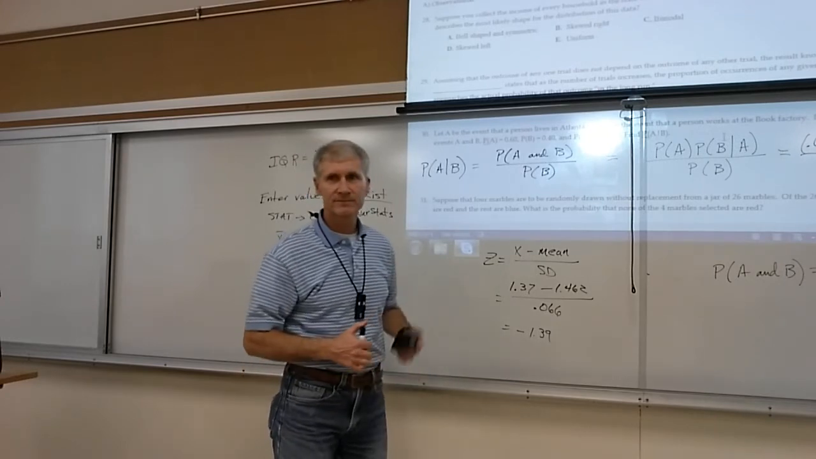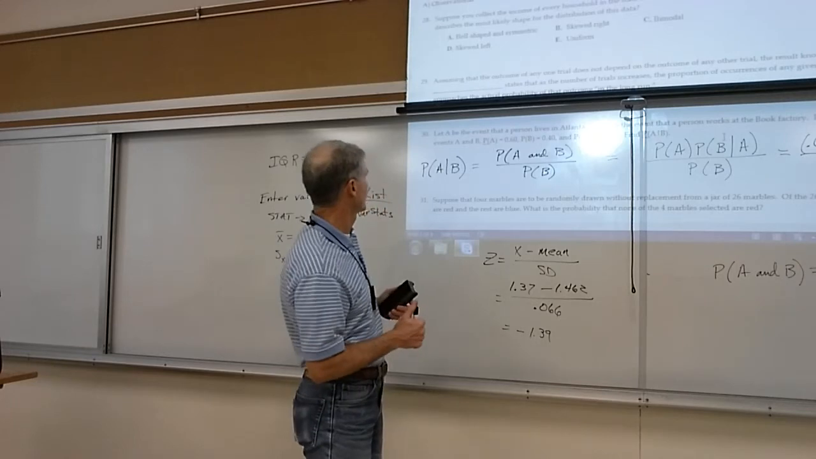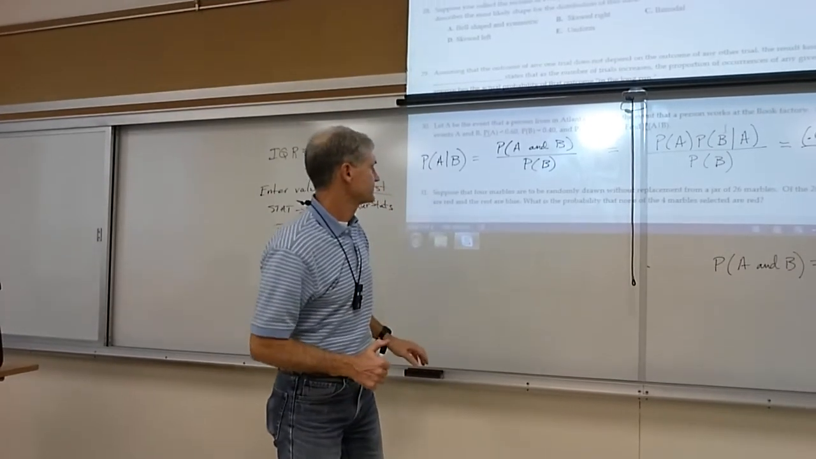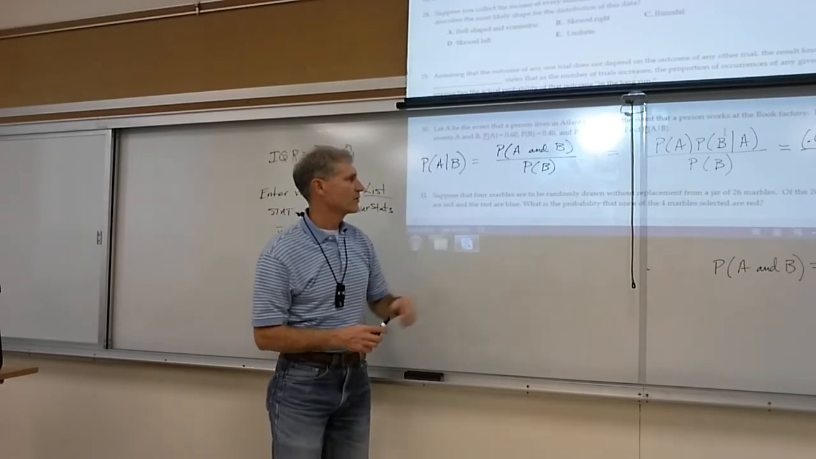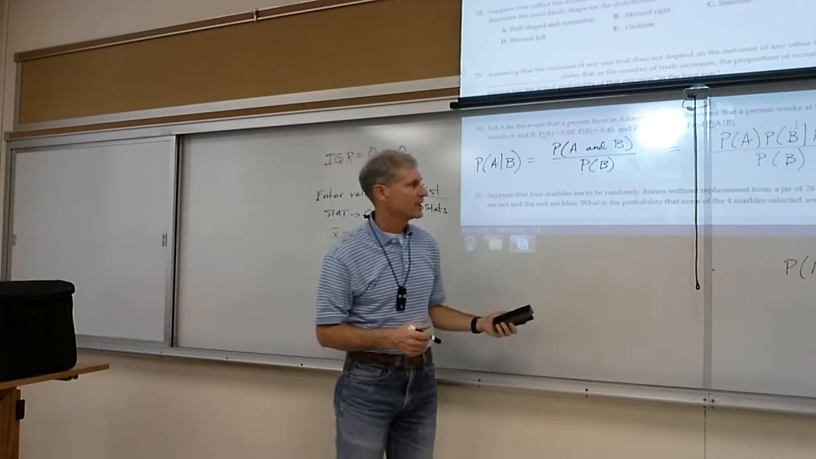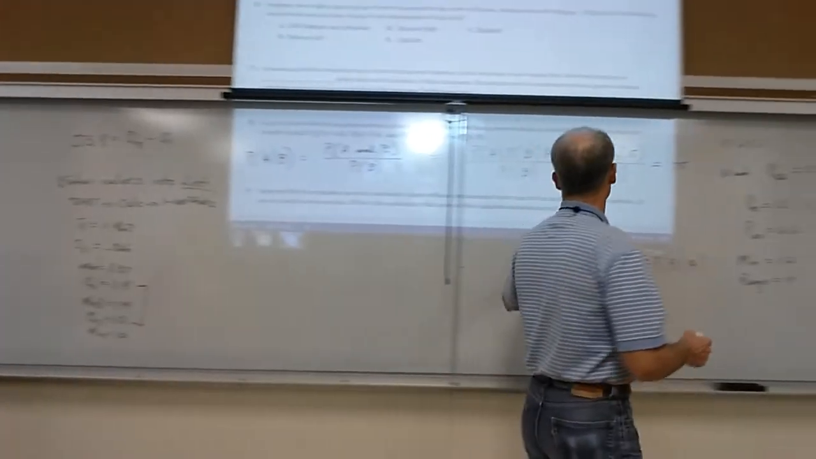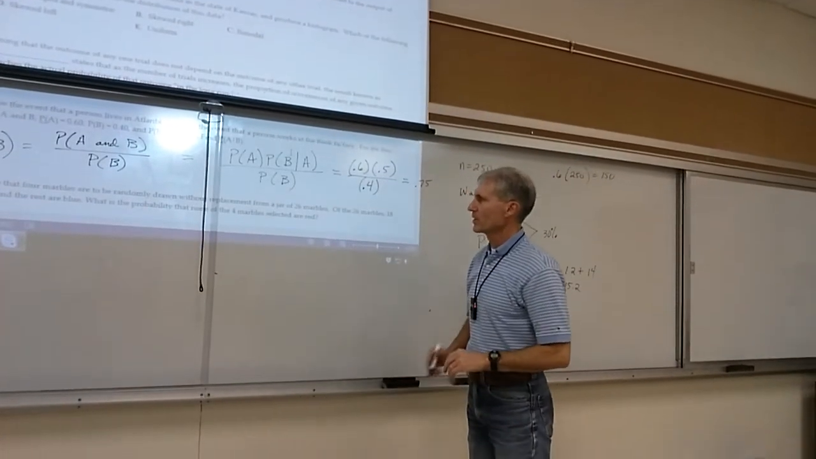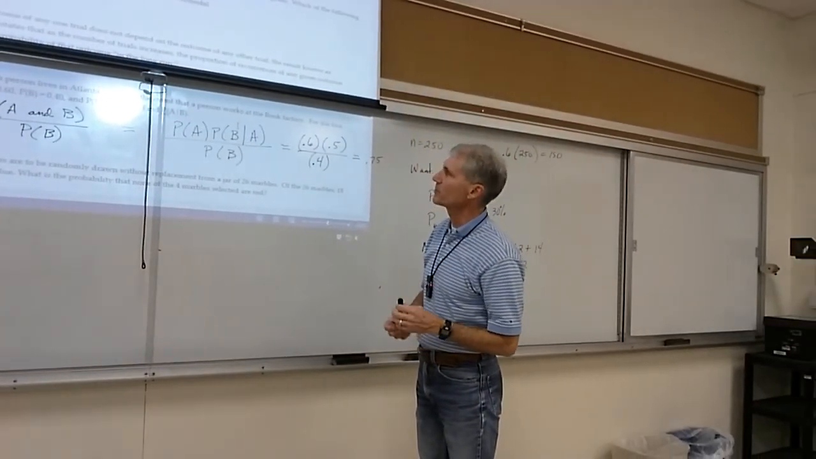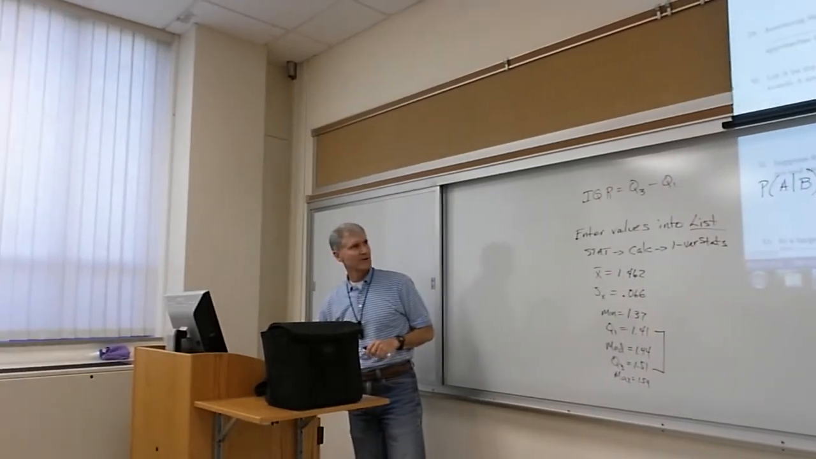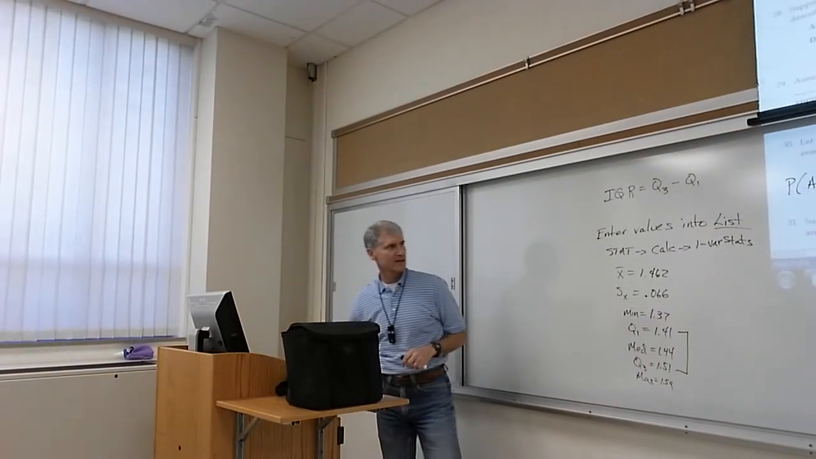Okay, next question. 31, right below it. Suppose 4 marbles are to be randomly drawn without replacement from a jar of 26 marbles. Of the 26 marbles, 18 are red and the rest are blue. What is the probability that none of the marbles selected are red? Now, are there parts to this? Nope. Okay. Then I'll leave it there and just write down below.